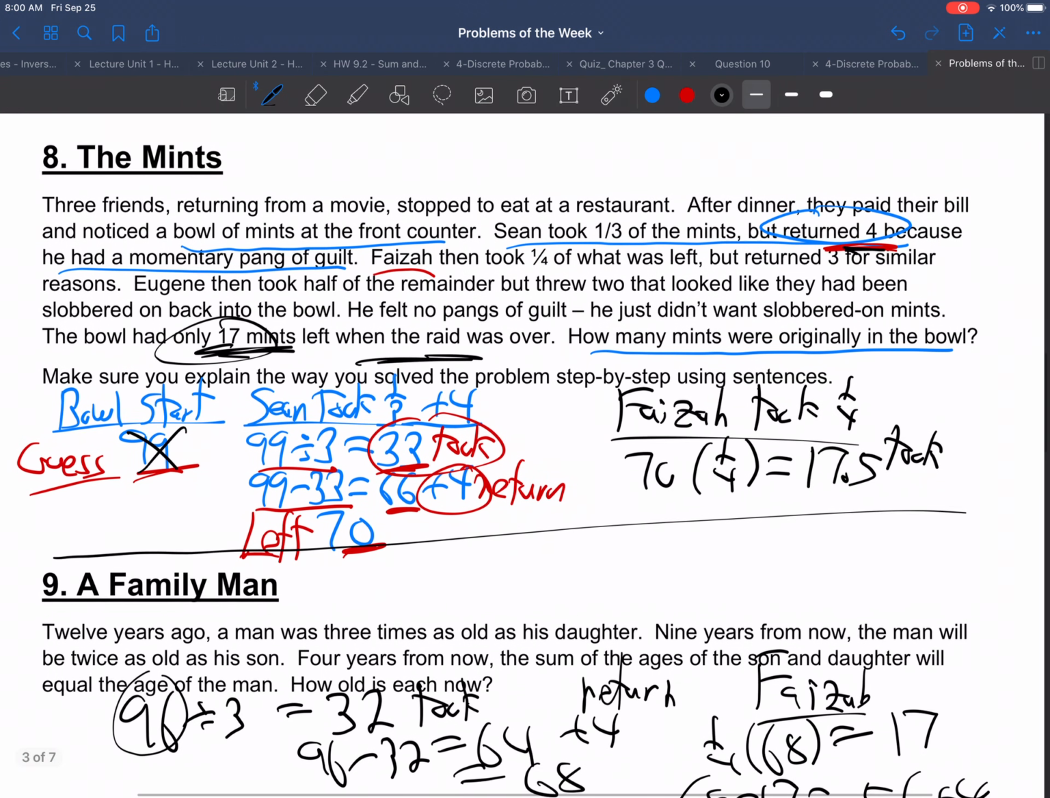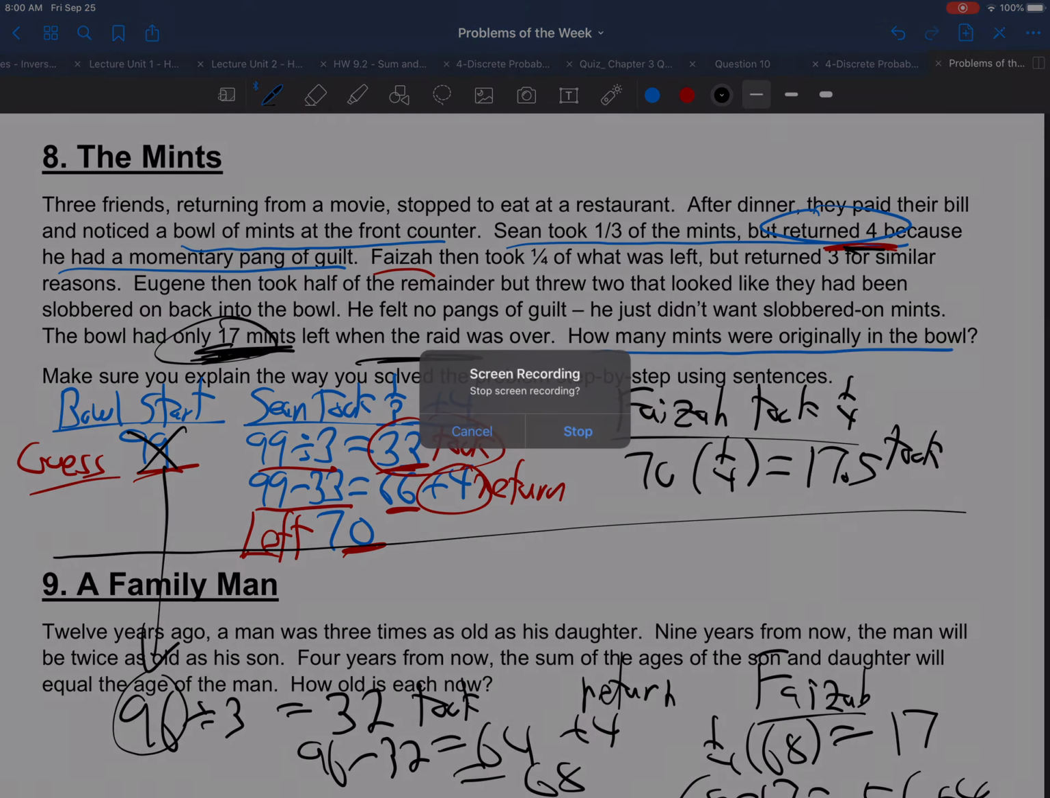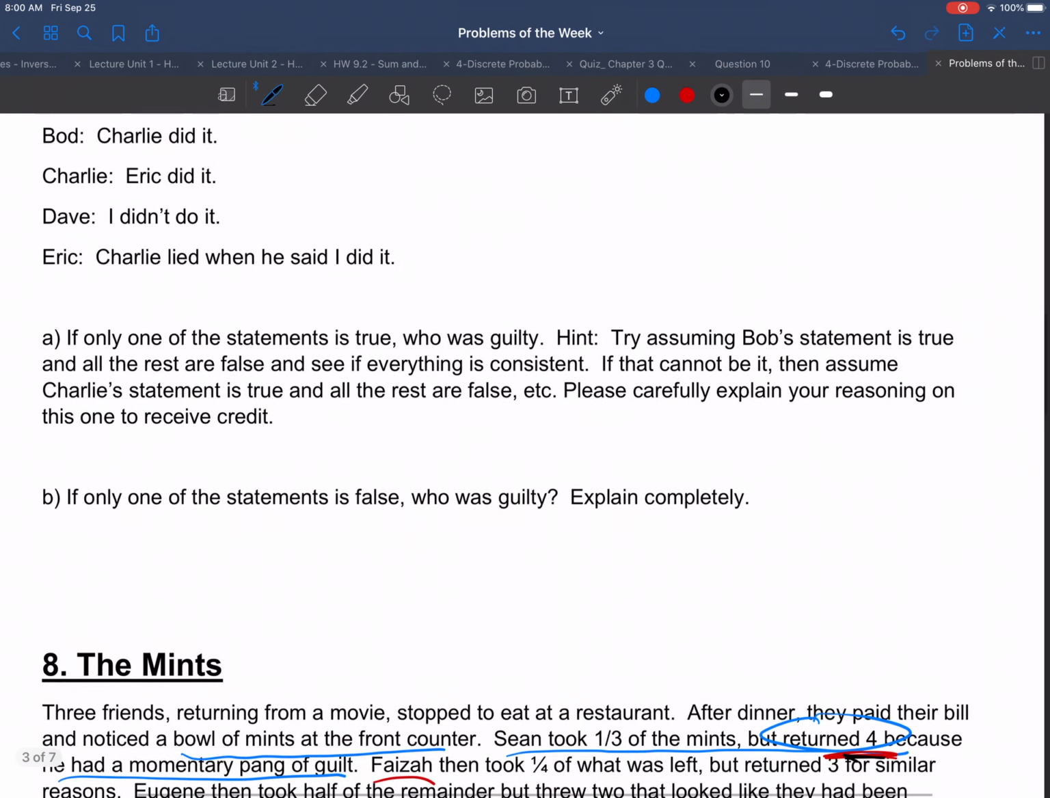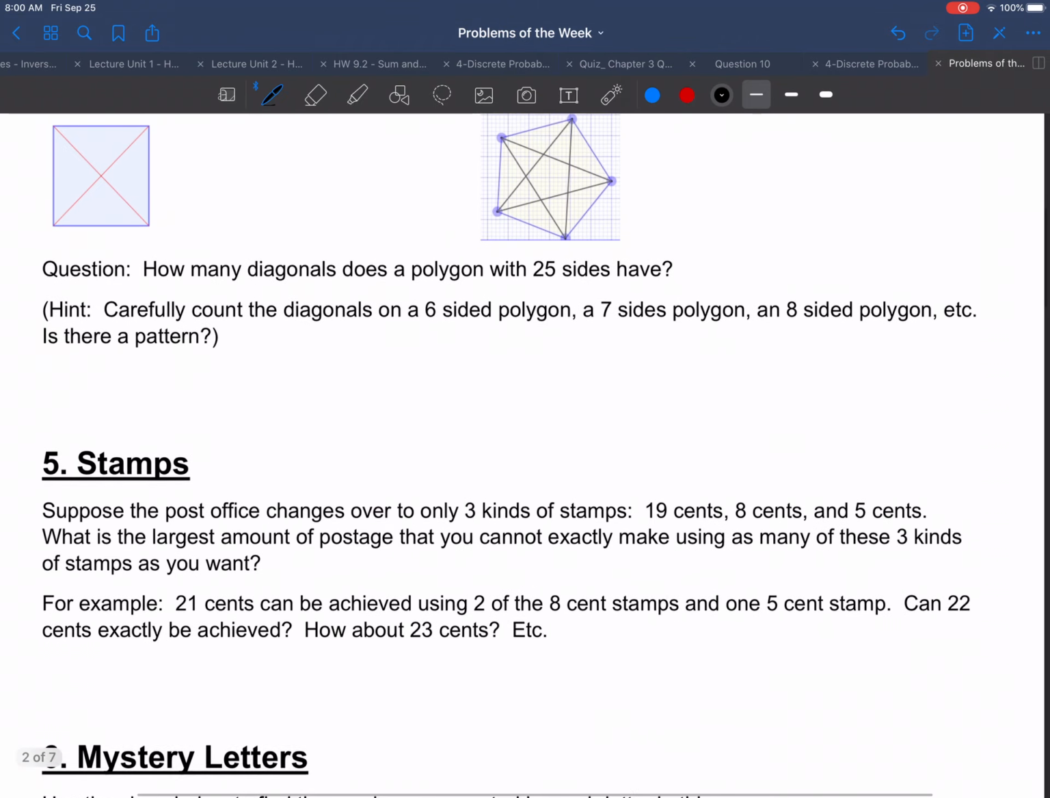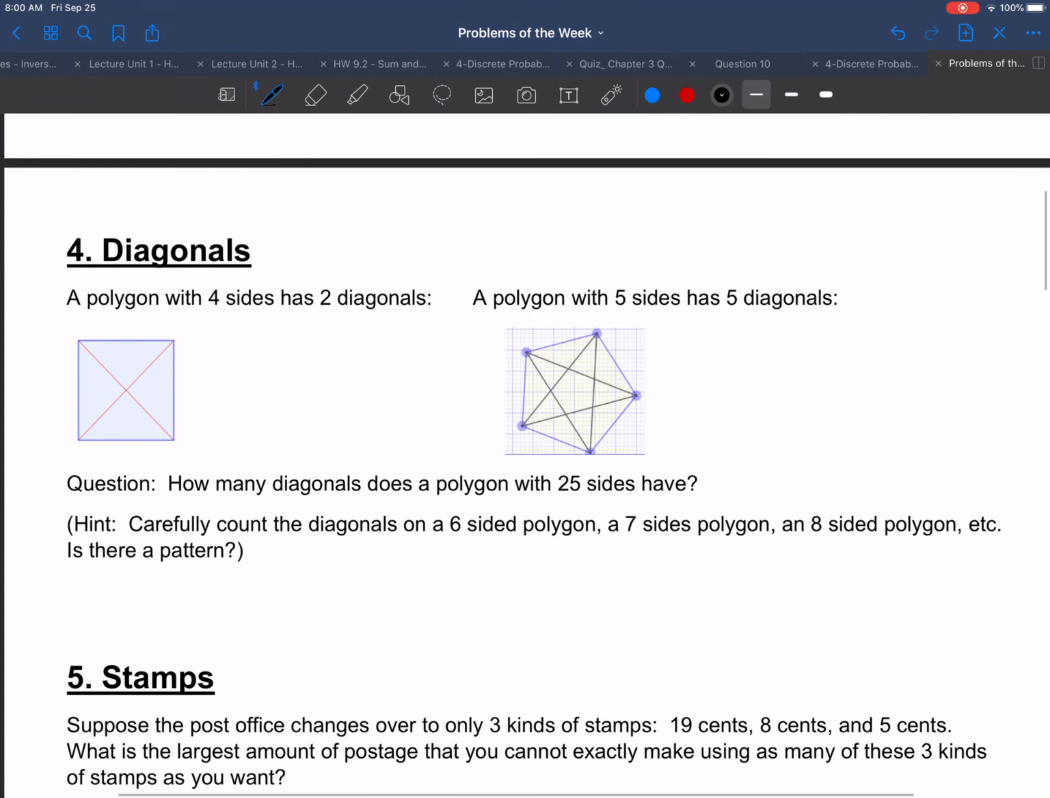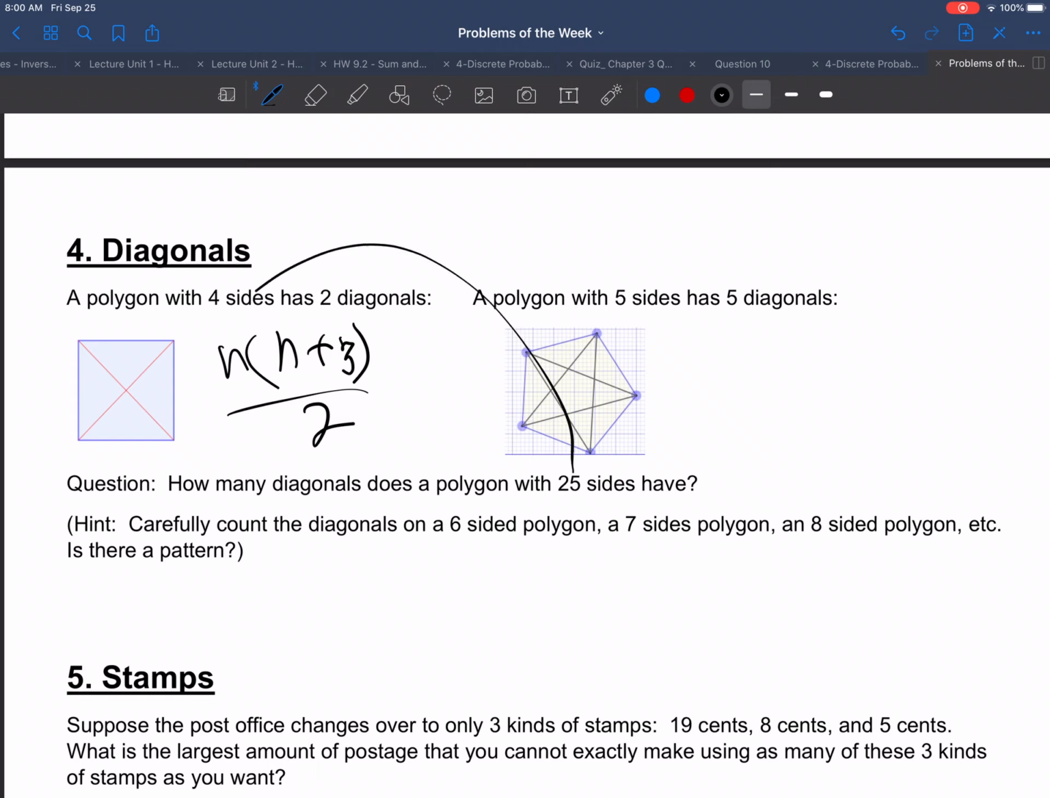Anyway, just keep guessing and working, see if you need to go higher or lower until you get it to work out, so there'll be 17 left in the end. There we go. So this is how you work out the problems of the week. They have to be logically explained all the way through, all of them. For the diagonals, you can find a formula online. I think it's n times (n minus 3) over 2. But just using that formula and plugging in 25 will give you the right answer. But that's not logic, right?